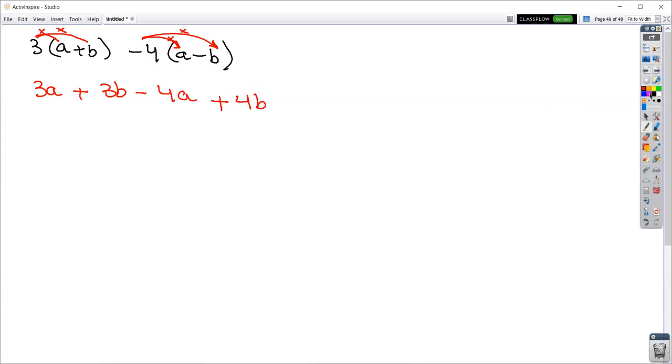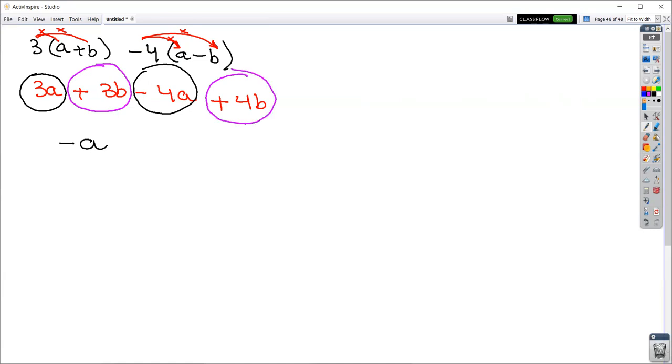Once we expanded them together, now we see that we have got two different types of variables. We have got the a variable and the b variable. We do the collecting like terms, so the like variables are 3a minus 4a. So 3a minus 4a would be minus a. To do the simplification of the b variable, we are having plus 3b plus 4b. Adding them together would be plus 7b.